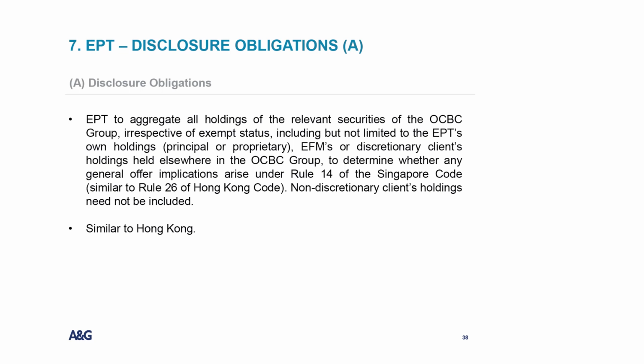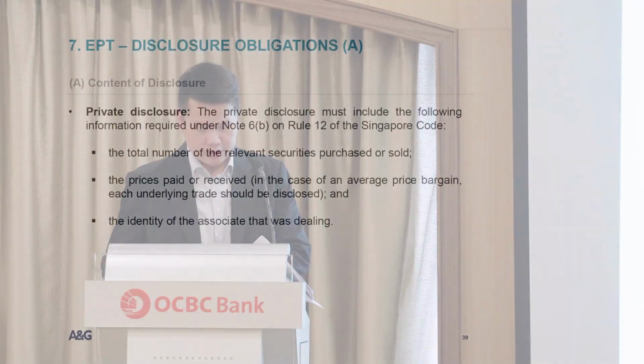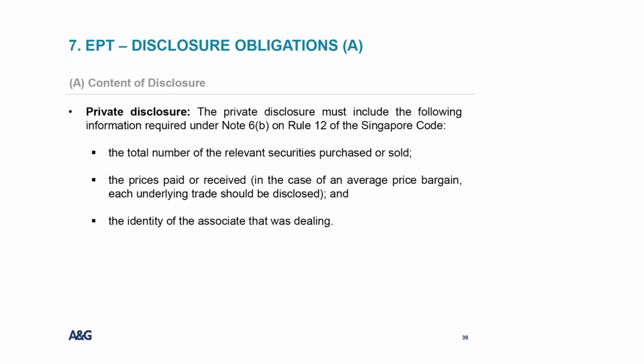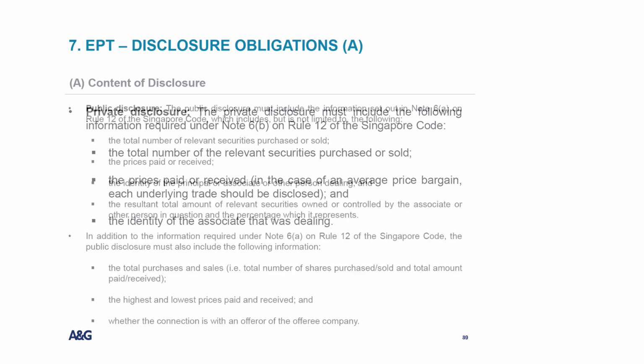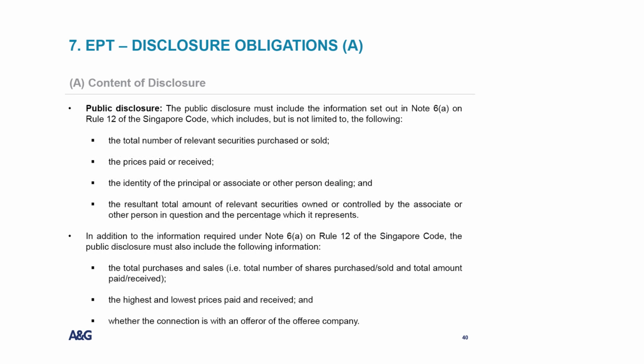This is something I touched upon already. It's more about the aggregation for purposes of the mandatory offer requirement. It applies the same way to EPTs as it does for EFMs, in that the bank will have to aggregate its total holdings across the bank. And similar to EFMs, the takeover code sets out specific disclosures you have to make, whether public or private. Again, we will work with the bank to develop a template.